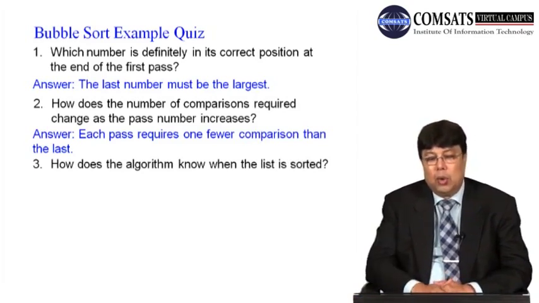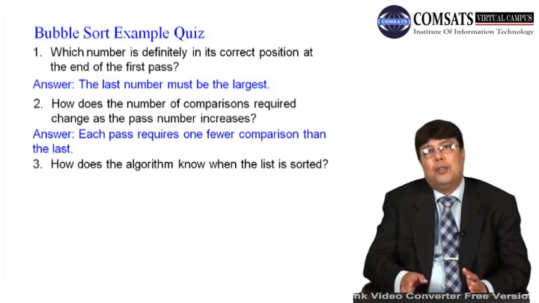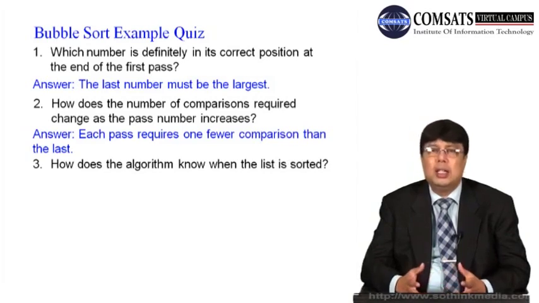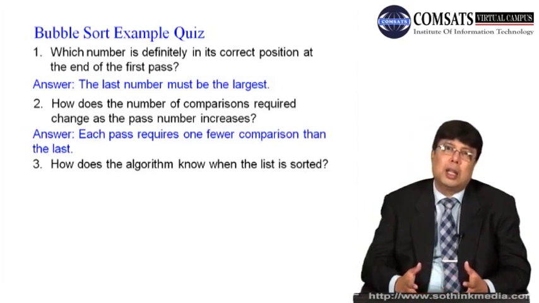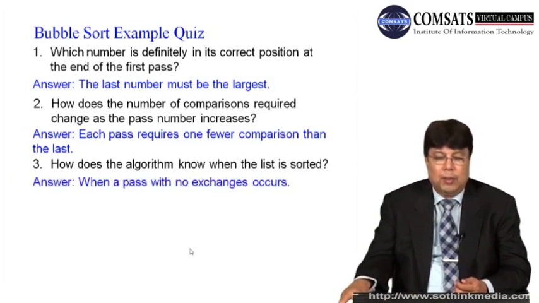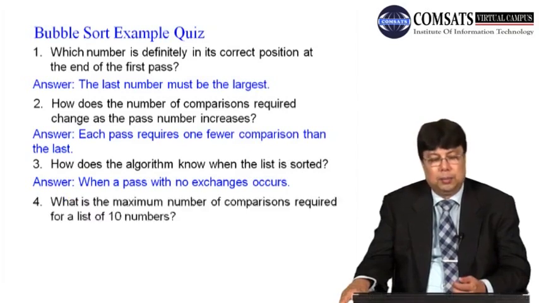How does the algorithm know when the list is sorted? We talked about this as well. What did we say? If during a particular pass no swapping takes place, no interchange takes place, it means that the algorithm should realize that all the data elements are sorted. When a pass with no exchange occurs, no swaps occur.